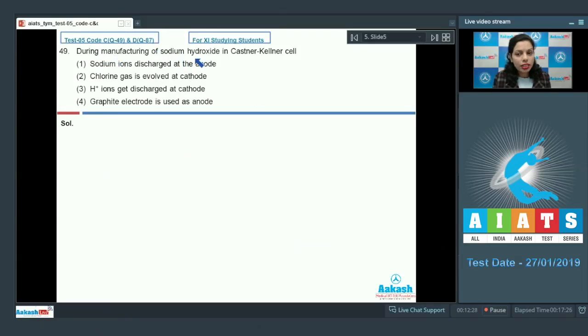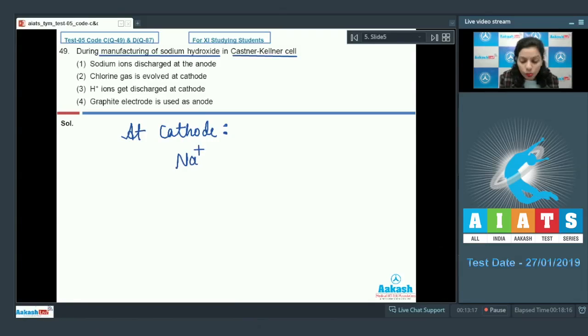During manufacturing of sodium hydroxide in Castner-Kellner cell, sodium ions discharged at anode, chlorine gas is evolved at cathode, H plus ions get discharged at cathode, and graphite electrode is used as anode. We have to choose the correct part. If we talk about the Castner-Kellner cell, this cell is used for the manufacturing of sodium hydroxide using brine solution, that is the aqueous solution of sodium chloride. Sodium chloride gets dissociated into two ions, sodium ion and chloride ion, and the reaction takes place at cathode. At cathode, the cation moves and gets reduced by gaining electron. In the presence of mercury, there is the formation of sodium amalgam. We know that.